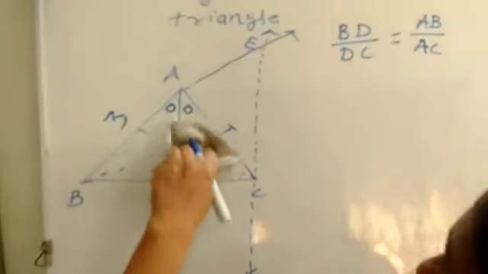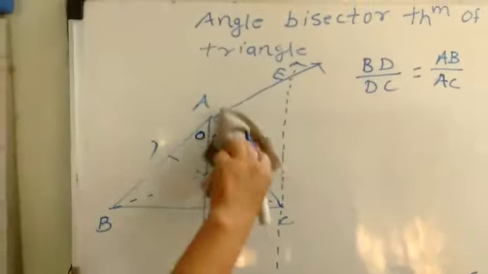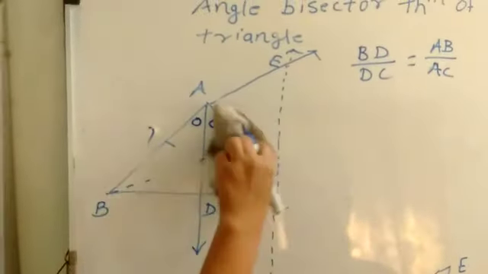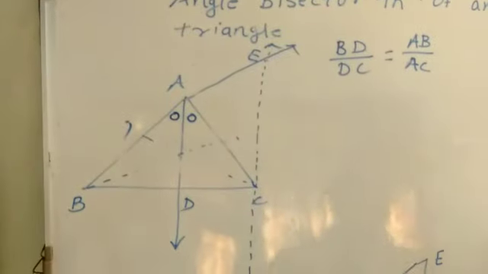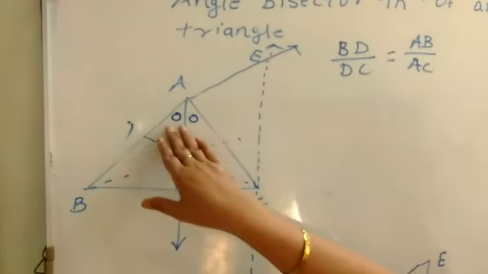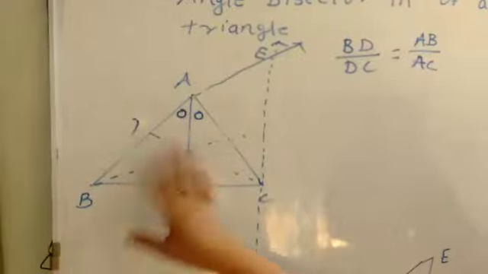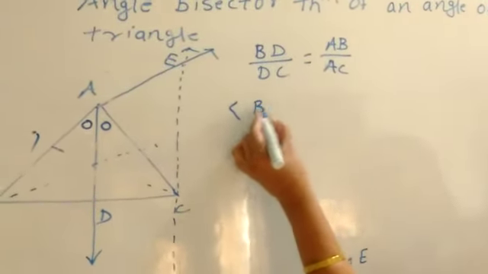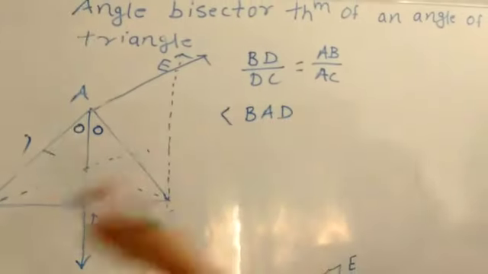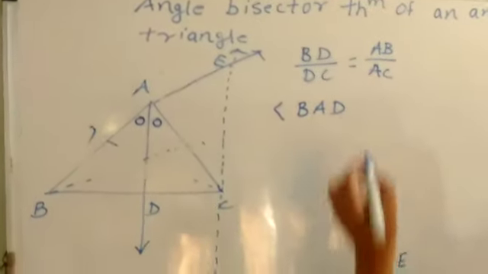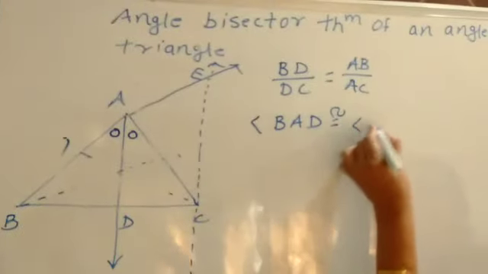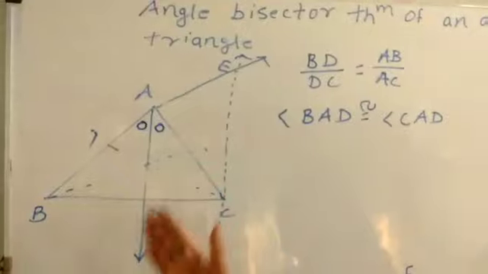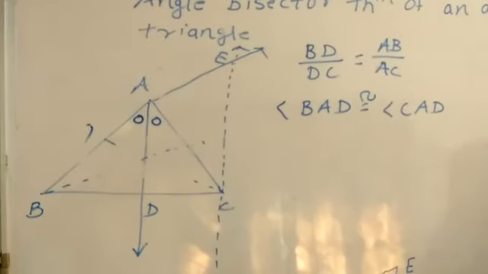What is AD? It is an angle bisector. Now what is meant by angle bisector? Dividing the angle in two equal parts. So see the magic. Angle BAD will be congruent to angle CAD. Why? AD is an angle bisector. It is given to us.